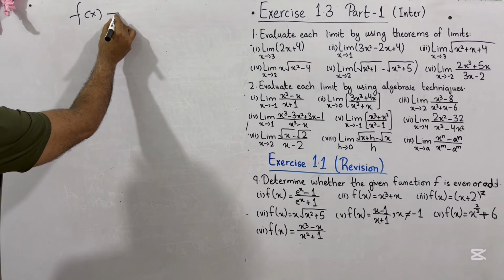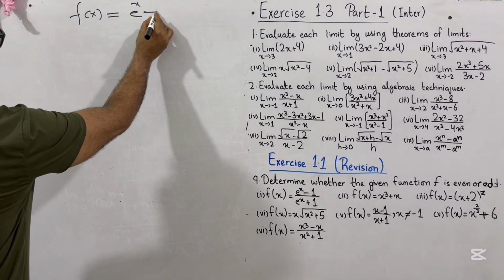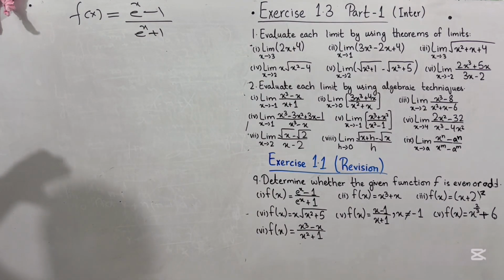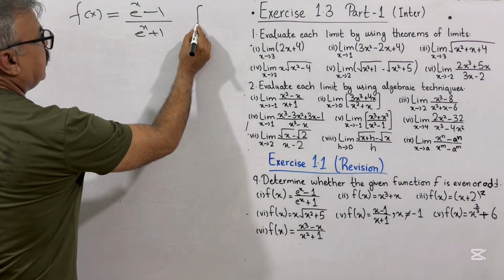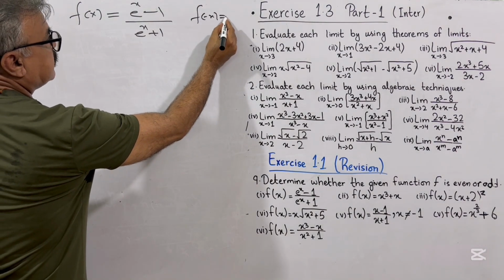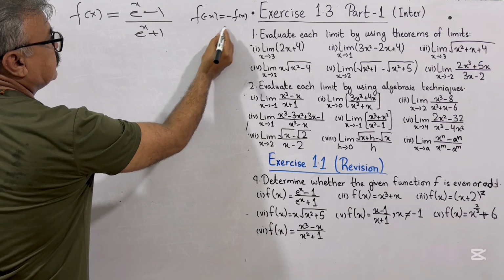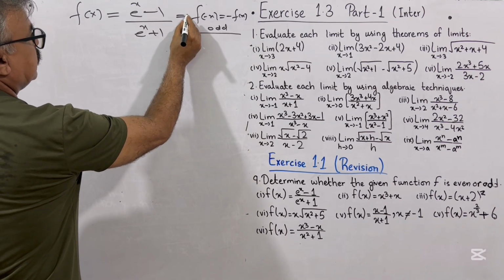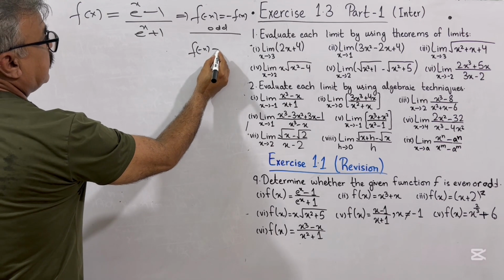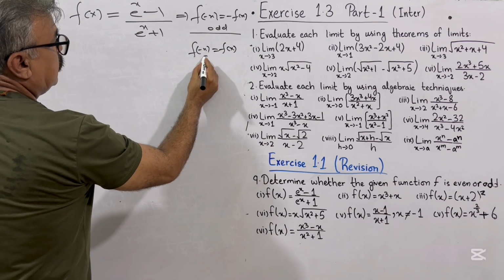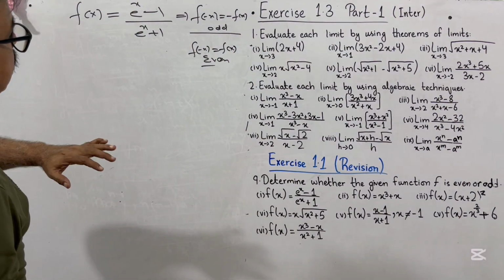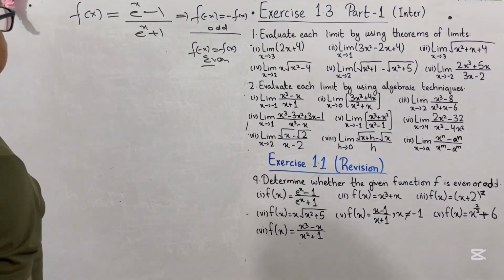First question, a humongous question: e raised x minus 1 overall e power x plus 1. Let's check whether this is even or odd. Let me rephrase the definition. Replace x by minus x; if the sign of the overall function changes, this is the definition of an odd function. Number two, if we replace x by minus x and there is no change, then the function is even. If the situation is somewhere between changing and not changing, it is neither even nor odd.